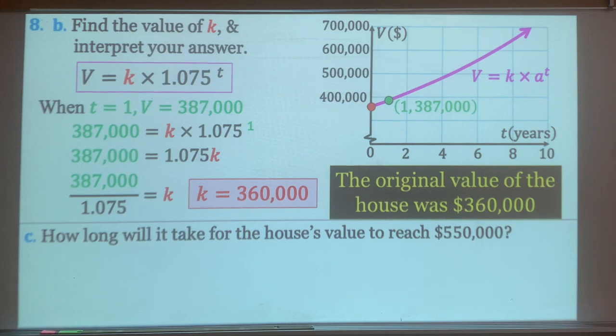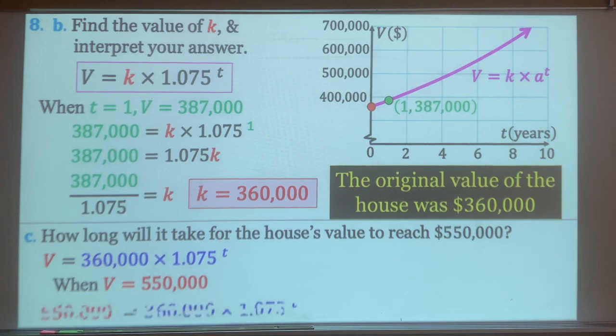How long will it take for the house's value to reach 550,000? So in this case, you're going to have to use graphs. So V equals 360,000 times 1.075 to the T when V equals 550,000, right? So what are we doing here? Make our graph, right? We're going to graph two pieces, and then we're going to find the intersection of those pieces.